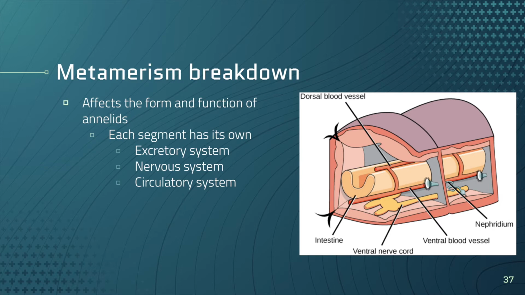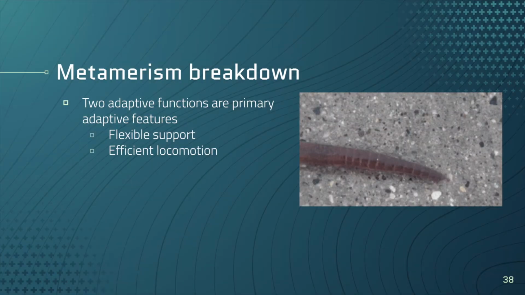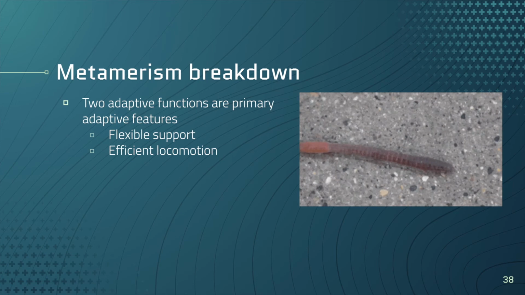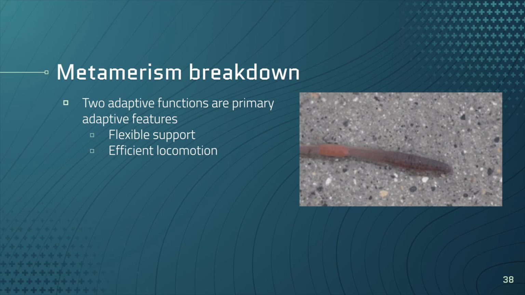The image here shows the breakdown of an annelid segment. Within each segment, separated by an internal wall called the septum, you can see the presence of the nephridium, the nervous system, and blood vessels to deliver essential nutrients and facilitate gas exchange. What's more, the presence of segmentation also facilitates flexible support through the presence of the hydrostatic skeleton, and also a pretty efficient strategy for movement, but more about that later.